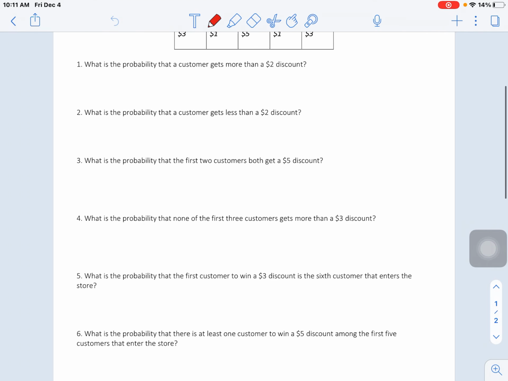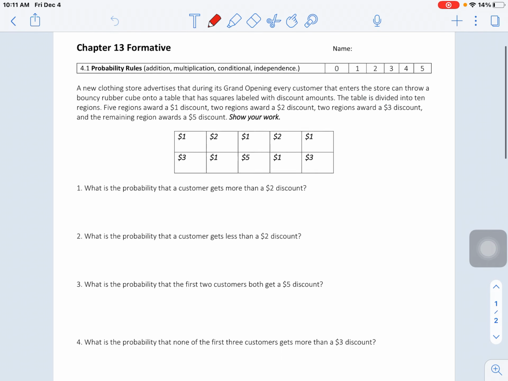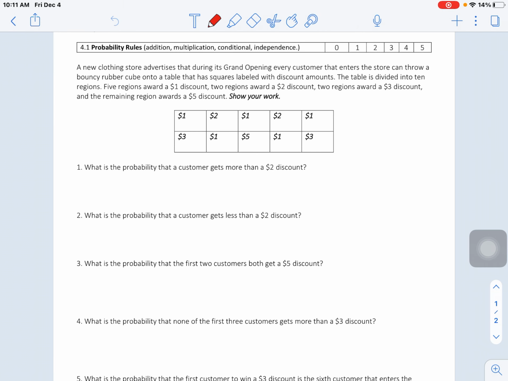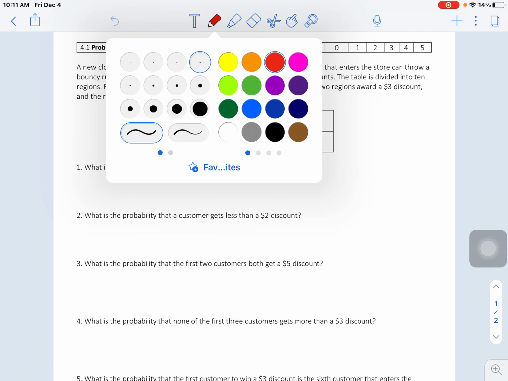Hopefully you've tried these problems out on your own, and then you're using this as a tool to help you learn from your mistakes or your successes.